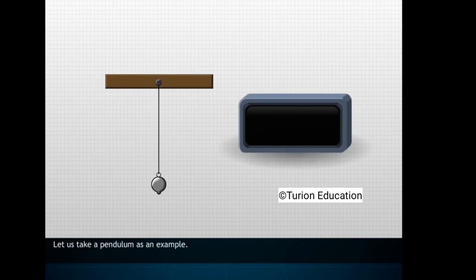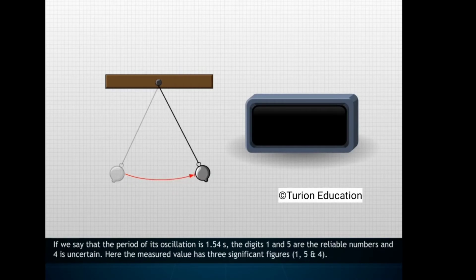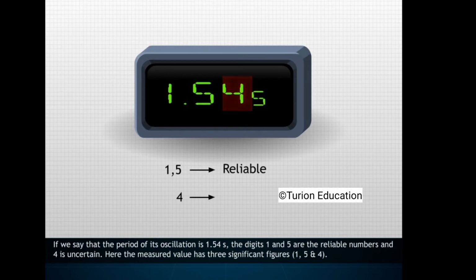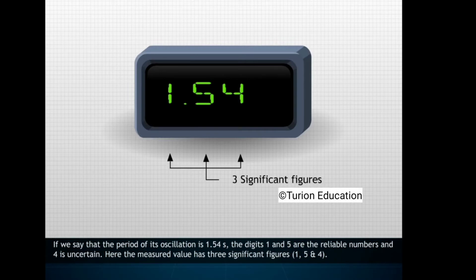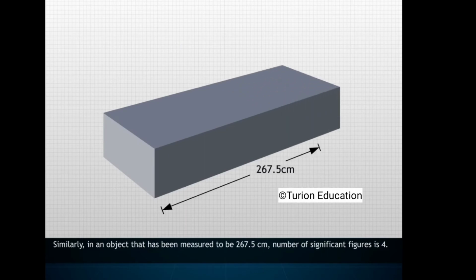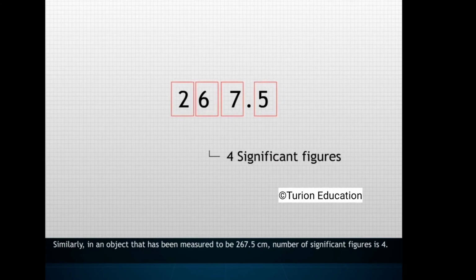Let us take a pendulum as an example. If we say that the period of its oscillation is 1.54 seconds, the digits 1 and 5 are the reliable numbers and 4 is uncertain. Here, the measured value has three significant figures: 1, 5, and 4. Similarly, in an object that has been measured to be 267.5 centimeters, the number of significant figures is 4.